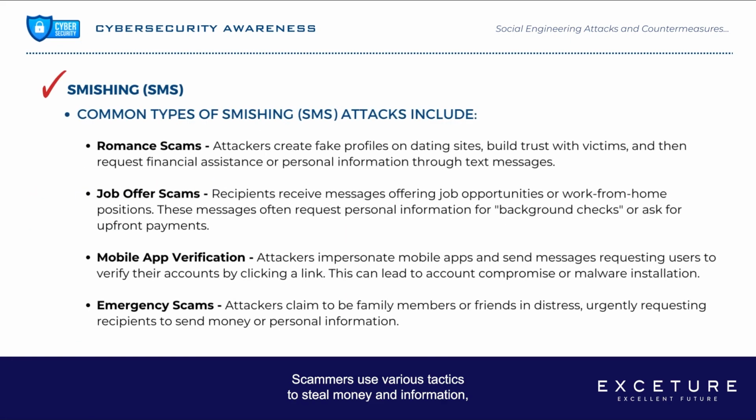Scammers use various tactics to steal money and information, such as pretending to be romantic partners on dating sites to request money or personal info. They may also offer fake job opportunities, asking for personal details or upfront payments. Some scammers mimic mobile apps, seeking account verification and risking account compromise or malware installation. They can even pose as friends or family members in crisis, urgently requesting assistance. To stay safe, it's crucial to verify any requests before sharing personal or financial information.